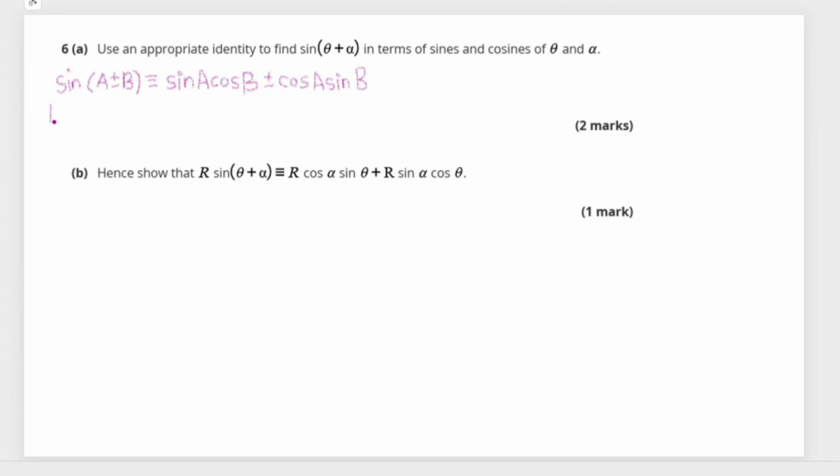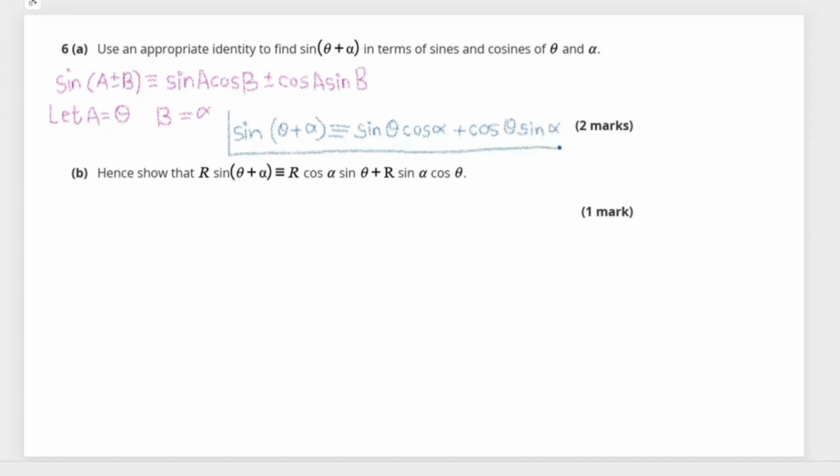So we are going to let A be equal to theta, and we are going to let B be equal to alpha. And then we are just going to rewrite this. So then it will look like this. The sine of theta plus alpha is identically equal to the sine of theta multiplied by the cosine of alpha plus the cosine of theta multiplied by the sine of alpha. And this is your final answer.